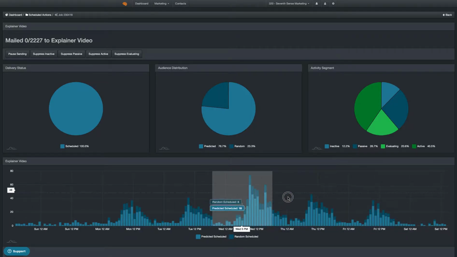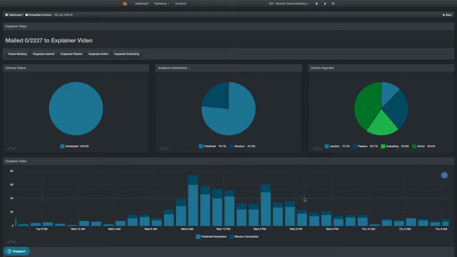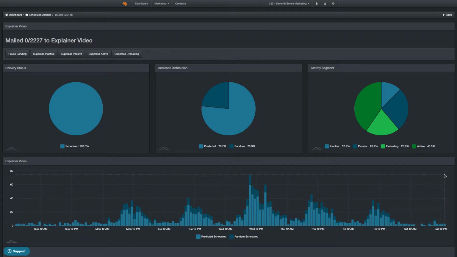I can also zoom in if I want to look at some specific data around a specific day, and also zoom out. Ultimately, when an individual's scheduled delivery time arrives, the system will package up all the individuals that have their predicted time of delivery at that time and automatically enroll them into the workflow, and they'll subsequently be sent their email.